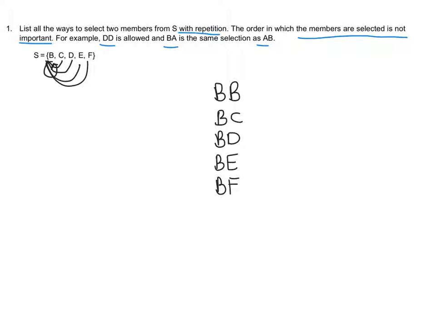Now we're going to move on to the letter C. C can be paired with itself, since repetition is allowed, so we have CC. C can also be paired with B, but we already have that listed. And since CB is the same as BC, because the order is not important, we won't write down CB. Now we'll write down CD, CE, and CF.